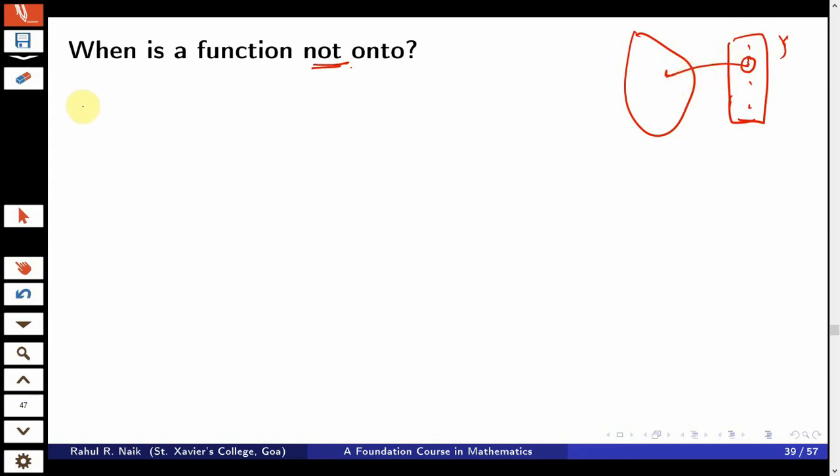So, first we would write down the definition of an onto function and then I will negate it to get the function which is not onto. So, f from X to Y is onto if for every y in Y there exists x in X such that f of x is equal to y.